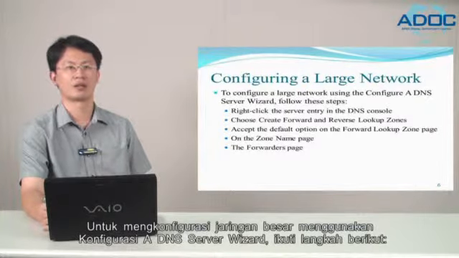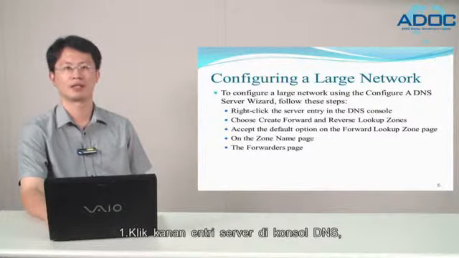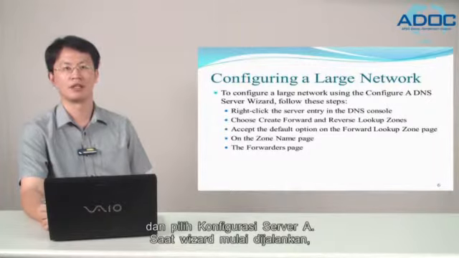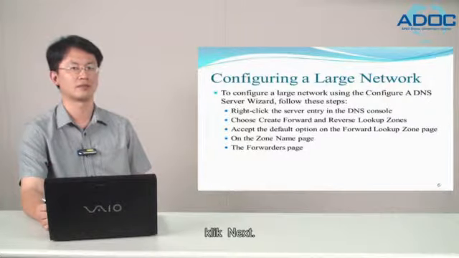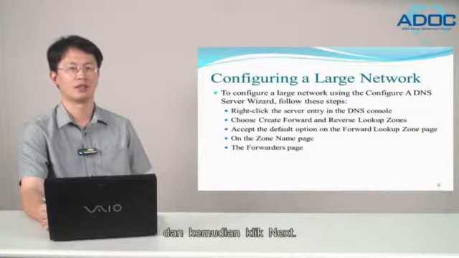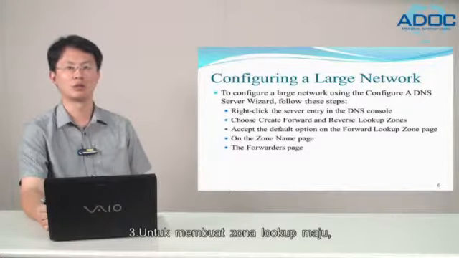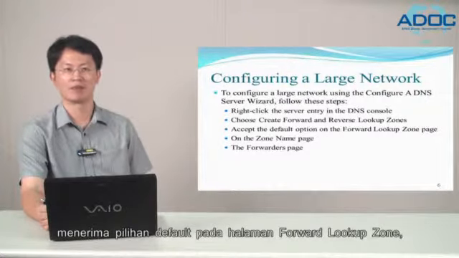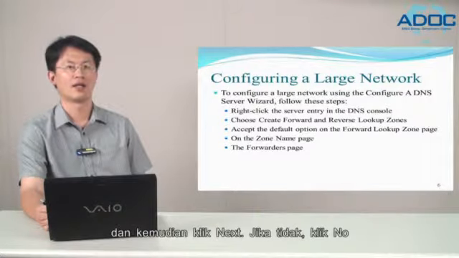To configure a large network using the Configure a DNS Server wizard, follow these steps. First, right-click the server entry in the DNS console and select Configure a DNS Server. When the wizard starts, click Next. And second, choose Create Forward and Reverse Lookup Zones, recommended for large networks, and then click Next. Third, to create a forward lookup zone, accept the default options on the Forward Lookup Zone page, and then click Next. Otherwise, click No.